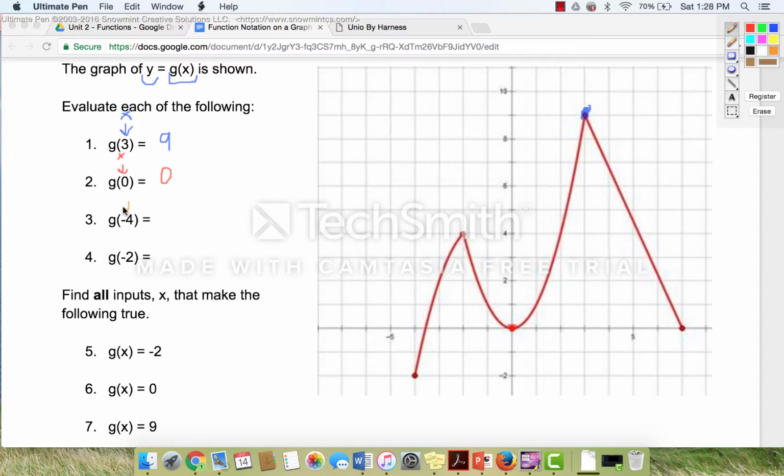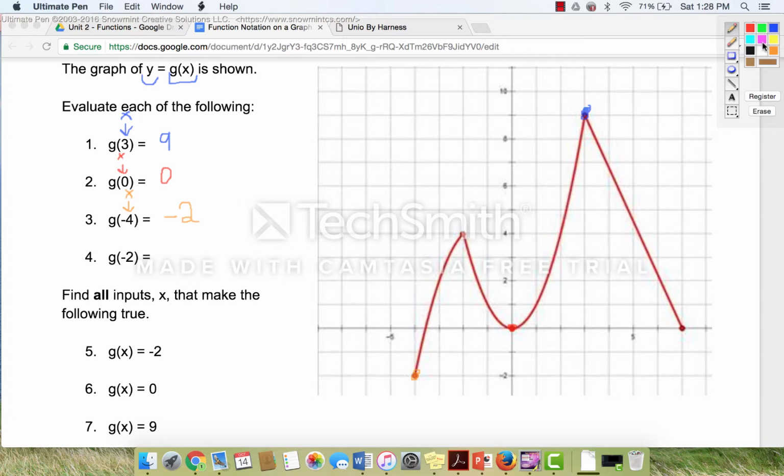All right, g of -4. -4 is x. What is y? I'm going to go to -4 in my x direction, find my function. My y value is -2, so g of -4 is -2.